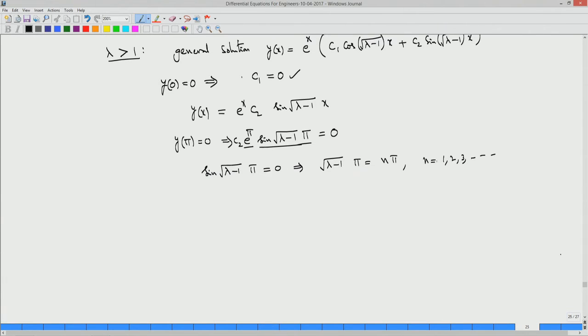The reason is n equal to 0. If I take n equal to 0, then it will become 0, that is lambda equal to 1, which I have already seen is not an eigenvalue. If I take n negative, then square root of lambda minus 1 cannot be negative, so it has to be positive. So this is what you have.